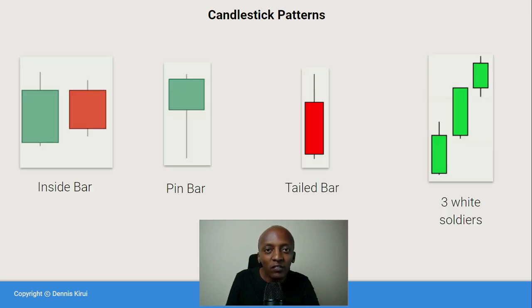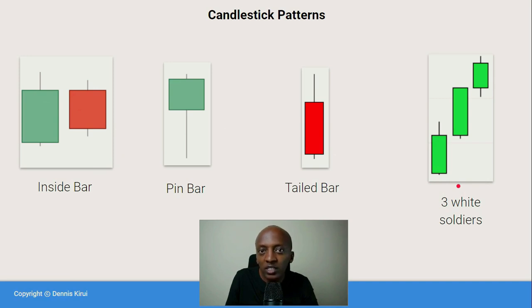So on the screen are 4 different kinds of candlestick patterns that I use in my day-to-day trading. We have the inside bar, the pin bar, the tail bar, and the 3 white soldiers. Each of these signals is a different way to identify that there is a good opportunity to buy or sell when these patterns form. For example, this particular pin bar is a bullish pin bar, so it usually indicates there is a likelihood that the market is going to continue to go higher. This is a tail bar, and for this particular example, it's a bearish tail bar, so it signals that there is a likelihood the market is going to continue to go lower.